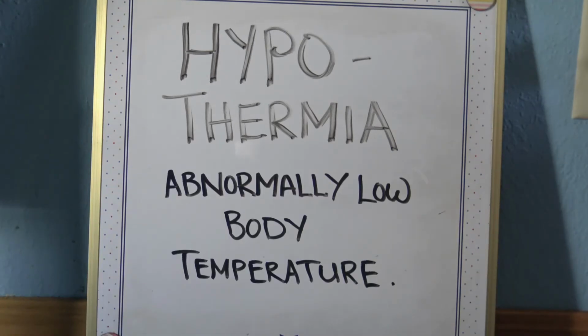Hypothermia. So hypothermia. Hypo is low, right? So hypo and therm is heat, like heat level. So hypothermia is abnormally low body temperature.